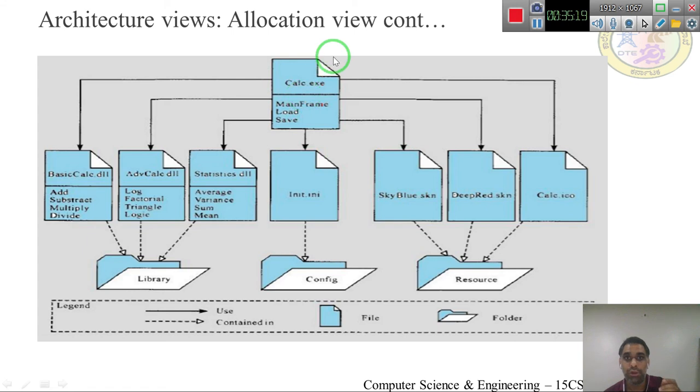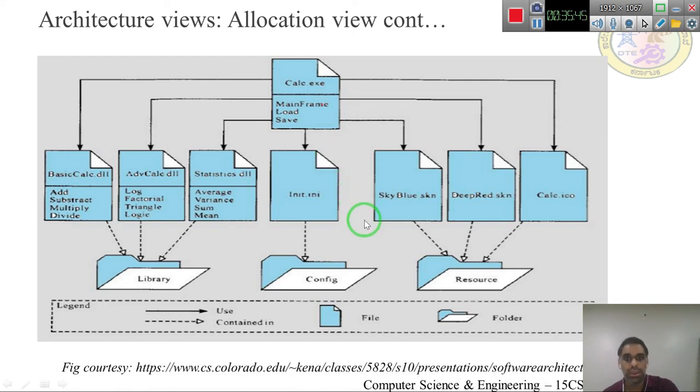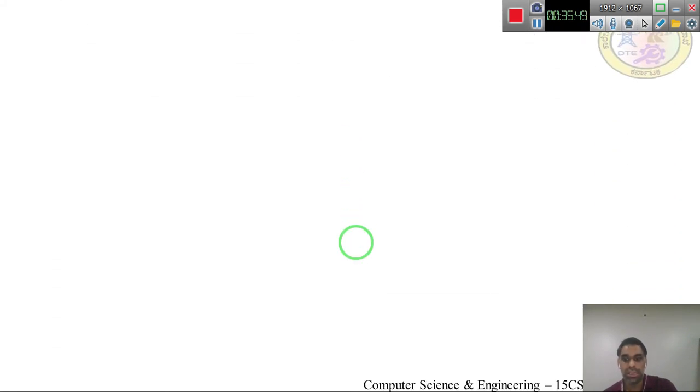So the allocation view tells you what the different resources are which are allocated to which file or to which particular module, right? So that is how the allocation view represents the different resources being allocated to the different components of the system. Okay, so with this, the allocation view is also clear, I hope.